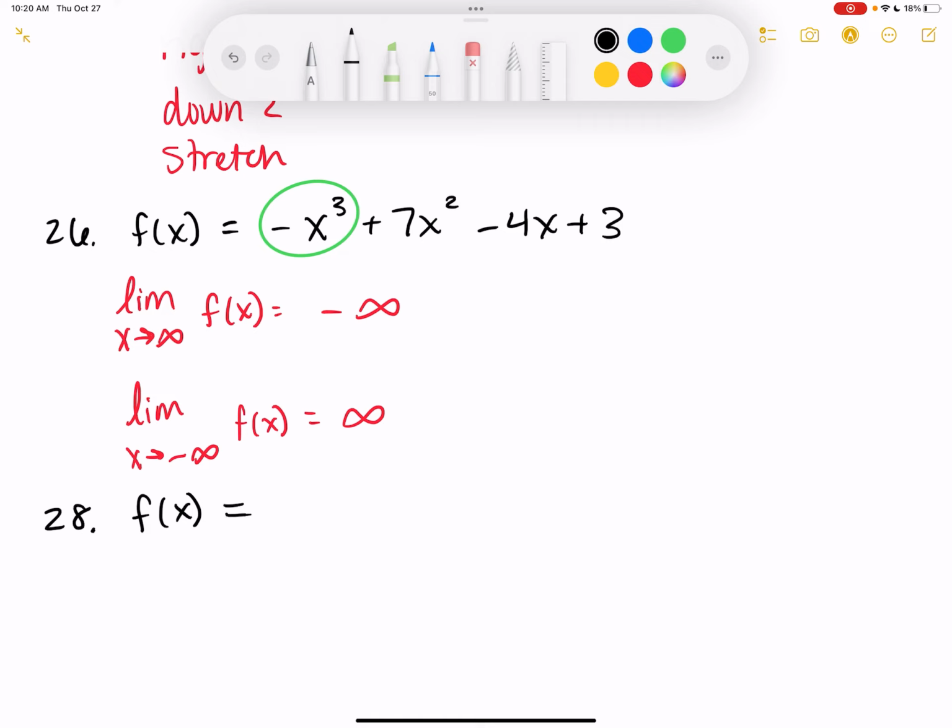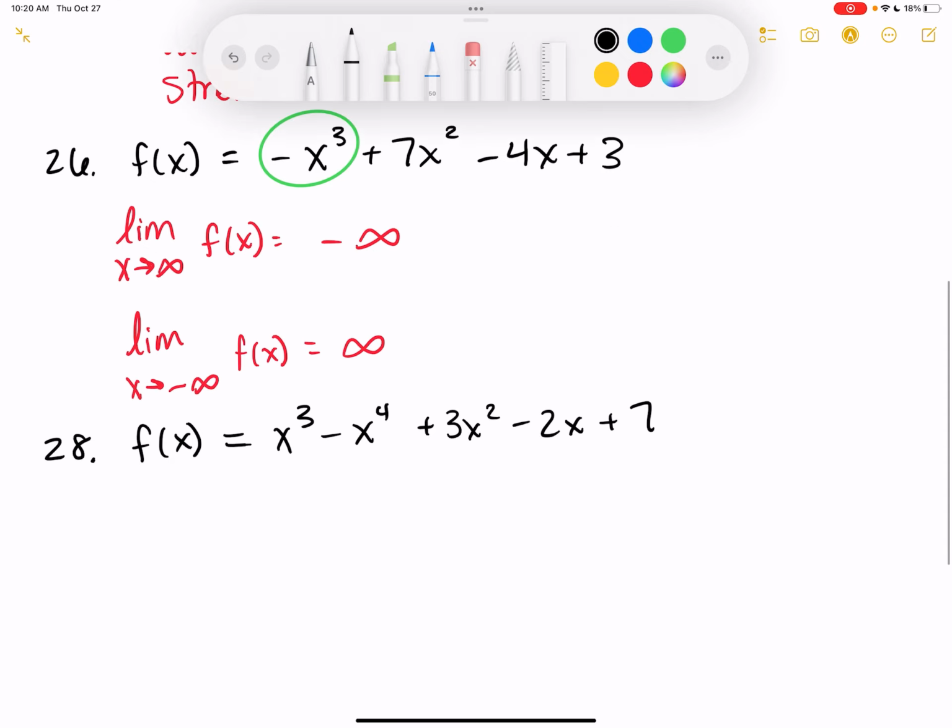All right, f of x equals x cubed minus x to the fourth plus 3x squared minus 2x plus 7. Negative x to the fourth. Yep, so I care about this negative x to the fourth. Something to just keep in mind is that the negative is not being raised to the fourth. It's outside of it. It's like negative 1 times that.